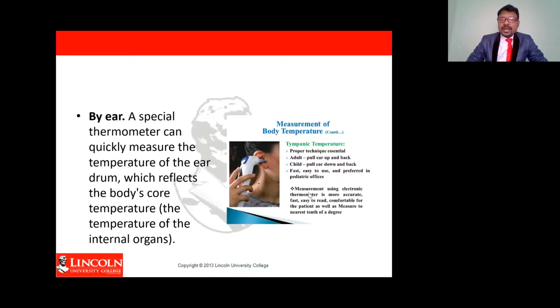For adults, to measure the temperature, pull the ear up and back, and for a child, pull the ear down and back. It is easy to measure, and compared to the mouth, rectal and axillary methods, this method finds the temperature very easily.